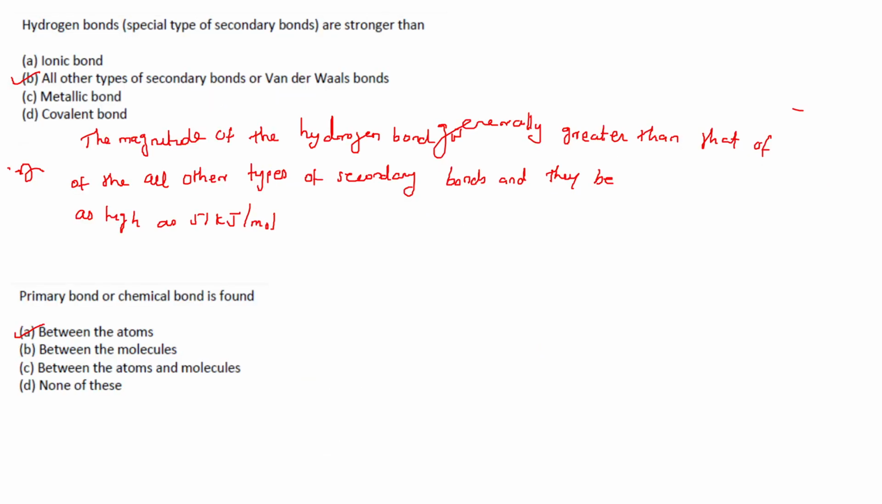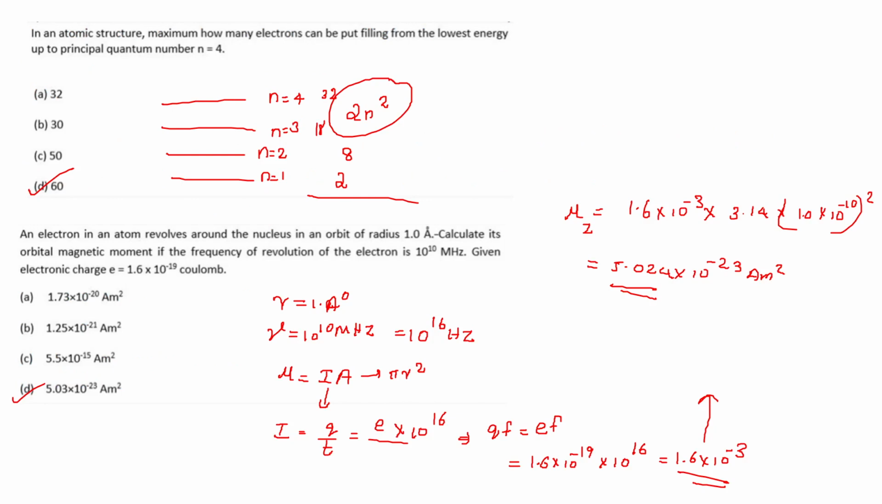And another type of bonding, that is hydrogen bonding, how hydrogen bonding works. That's also one of the questions we have discussed. And the maximum number of electrons which will be filled from the lowest energy, with the principal quantum number n equal to L, the total number of atoms, how many can be filled. That is also one of the questions I have given here. This is another one, magnetic moment calculation. The magnetic moment formula we already know, that is current into area. So we have to calculate what will be the area and the current value. The current value we have calculated from the time.